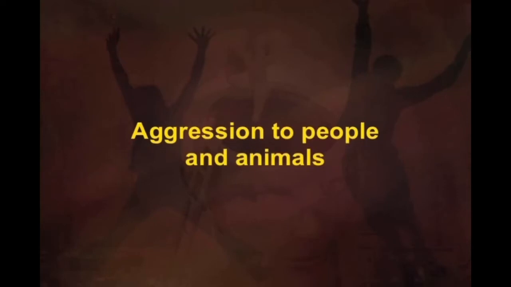The symptoms include aggression to people and animals. Most of the children who have this kind of conduct disorder often bully, threaten or intimidate other people. They also initiate physical fights. They might have used a weapon that can cause serious physical harm to others. The weapon could be a bat, a brick, a broken bottle, a knife or a gun.